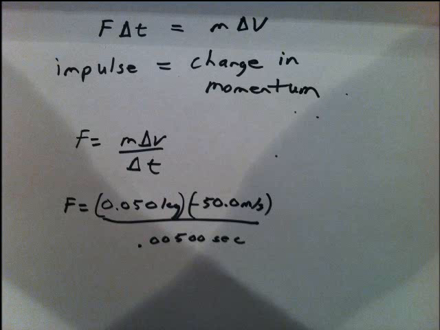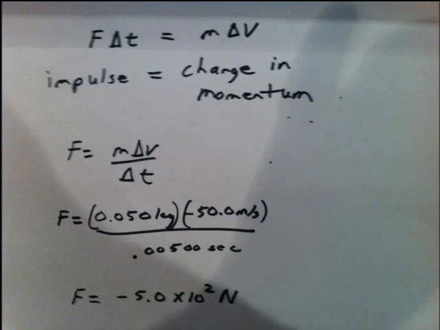So we set up F delta t equals M delta v. Impulse equals change in momentum. Go ahead and divide both sides by t to solve for F. So that's going to give us 0.05 kilograms times negative 50 meters per second divided by 0.005 seconds. When we do the math on that and we solve it out, we end up with negative 500 newtons.